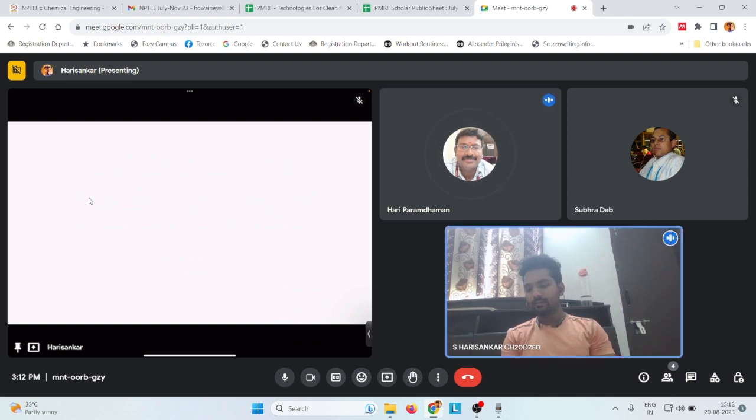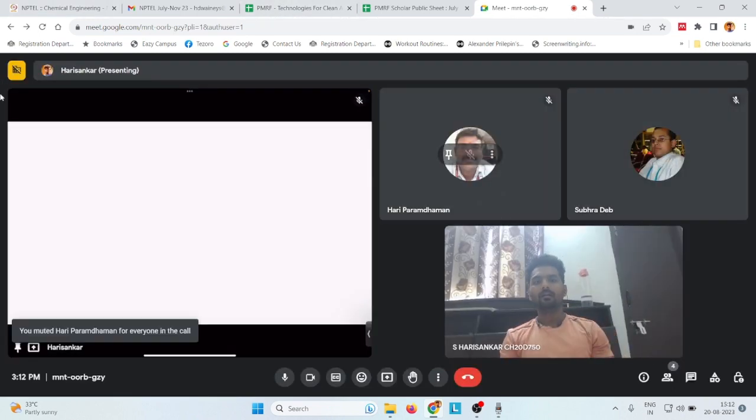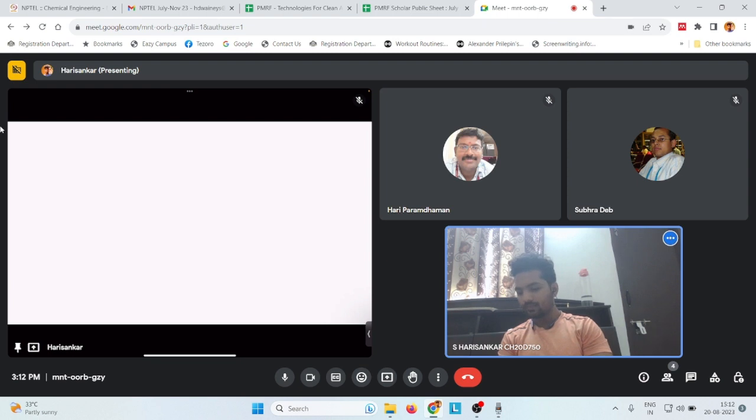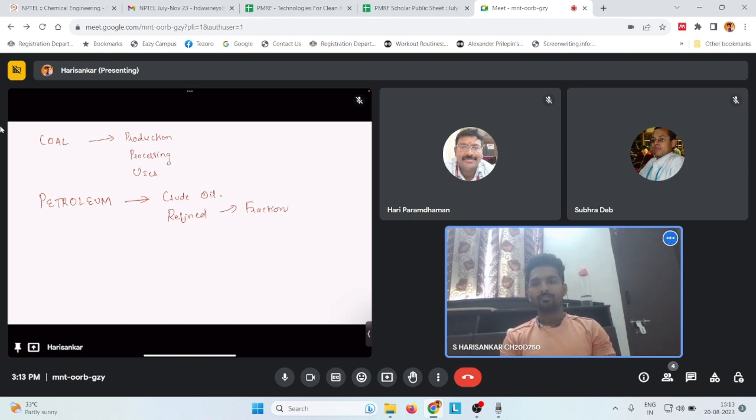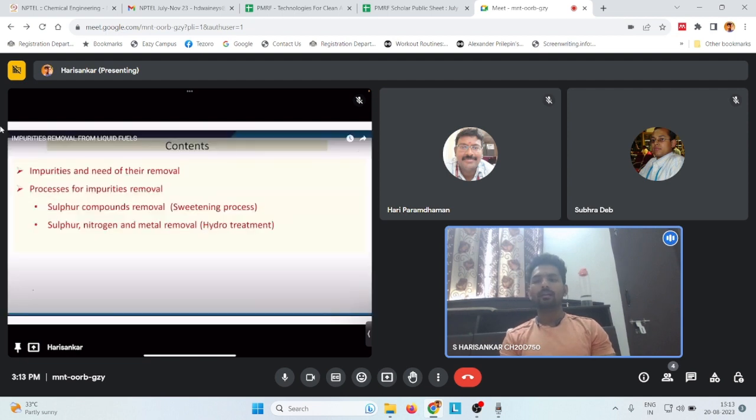So, for the last couple of weeks, we were looking into things like coal, basically, and uses of coal, and then we started looking into petroleum, or how crude oil is produced, how it is refined, and what are the different fractions of crude oil from refineries and so on. So today we'll be looking a bit more into crude oil.